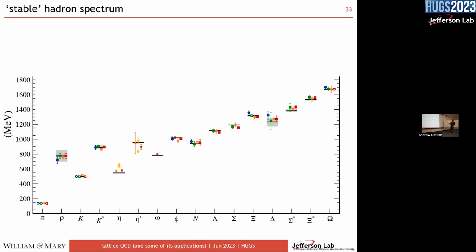Yeah, I actually don't remember what the color scheme is. I think they're different discretizations and different amounts of caution over whether the a goes to zero limit is being done. I'd have to go and check in the paper. That level of detail, I don't remember. And this stuff is interesting, but don't ask me now. Why are these terrible? I can tell you about that.